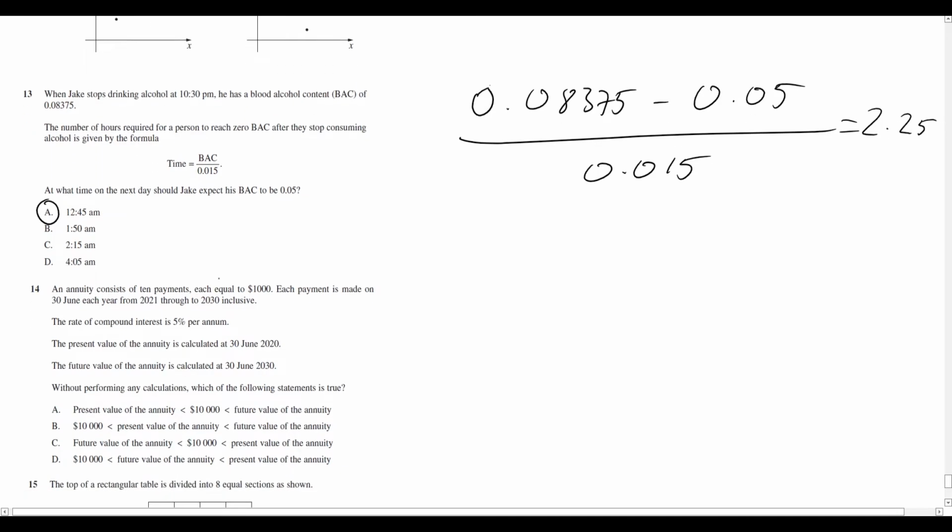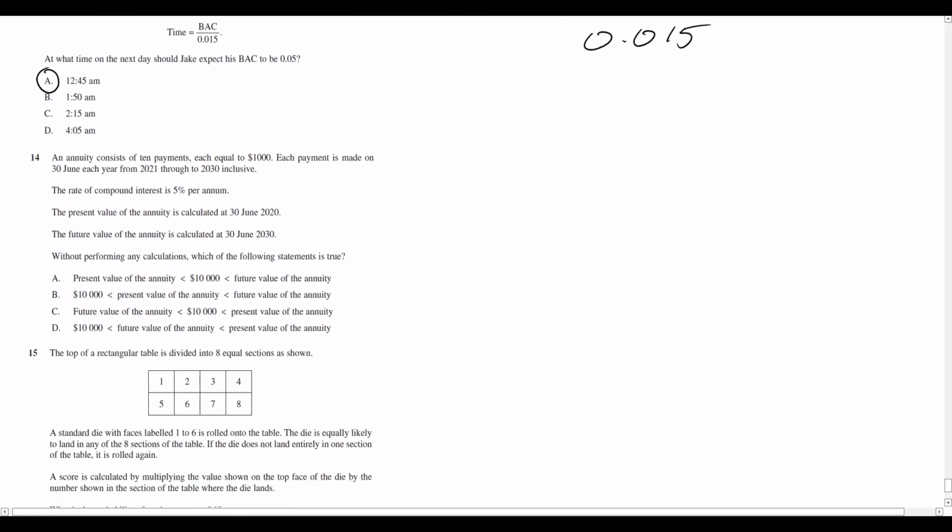Alright, so question 14. An annuity consists of 10 payments, each equal to $1,000. Each payment is made on the 30th of June each year from 2021 through to 2030 inclusive. The rate of compound interest is 5% per annum. The present value of the annuity is calculated at 30th of June 2020. The future value of the annuity is calculated at 30th of June 2030. Okay, without performing any calculations, which of the following statements is true? So present value less than 10,000, less than future value of the annuity.